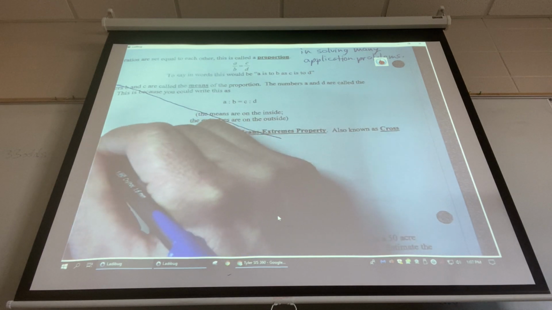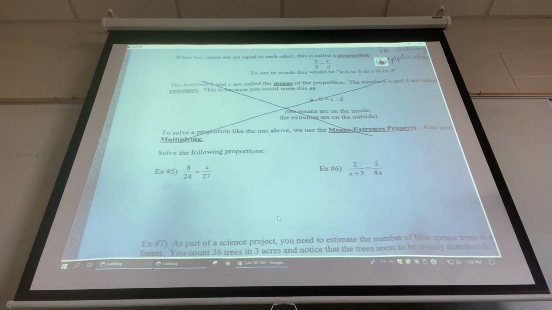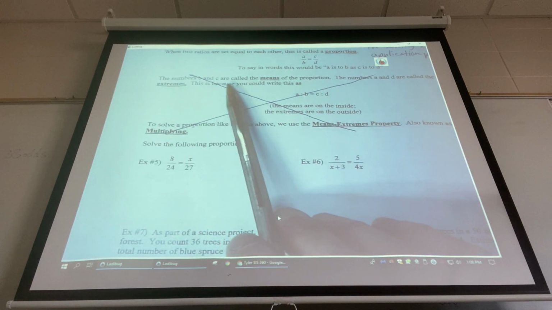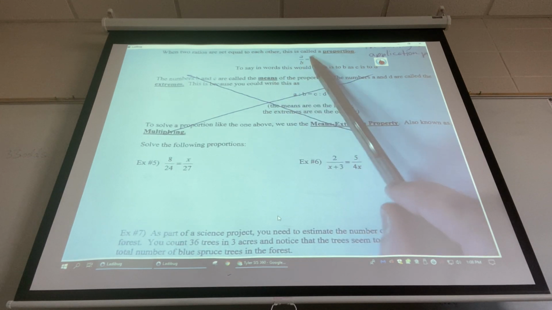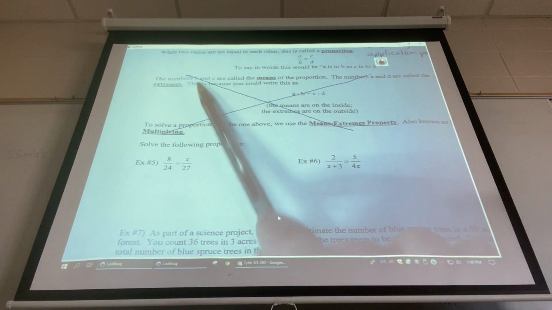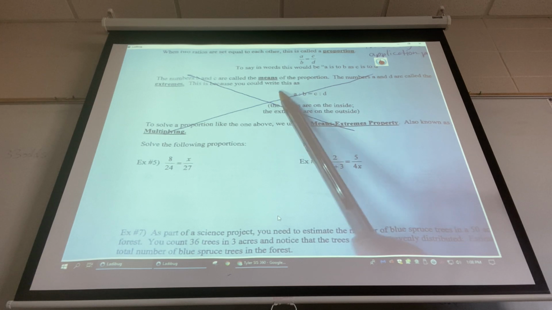And I don't consider it especially helpful. We're still going to talk about it. It talks about how the numbers B and C are called the means of the proportion, and the numbers A and D are called the extremes. This is all true, but it's just not that helpful, okay?